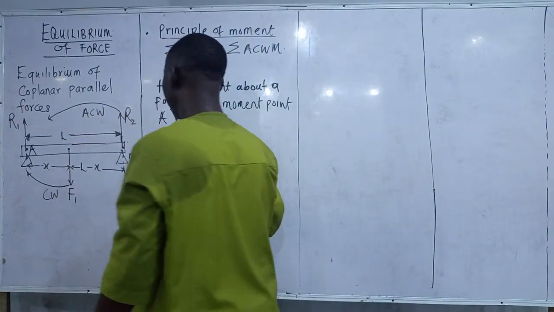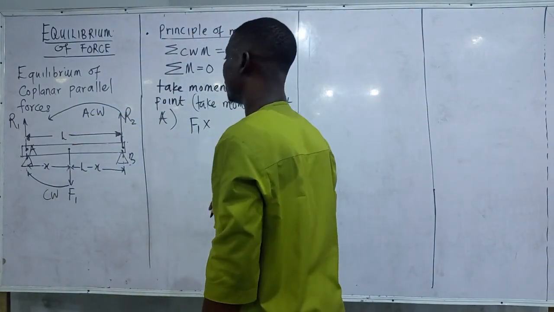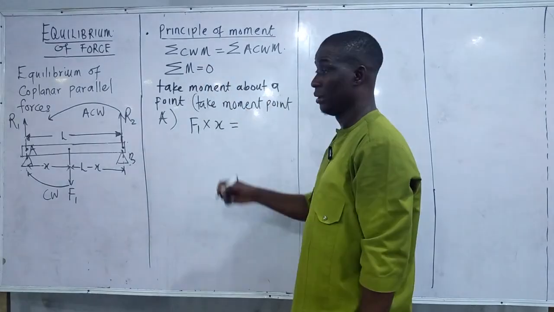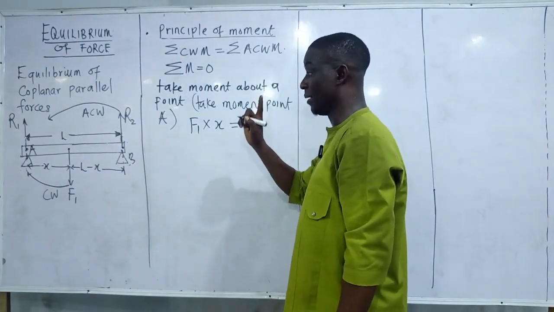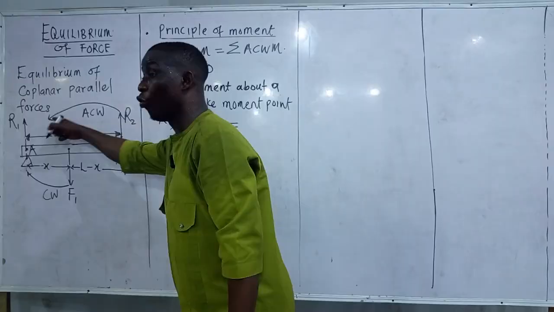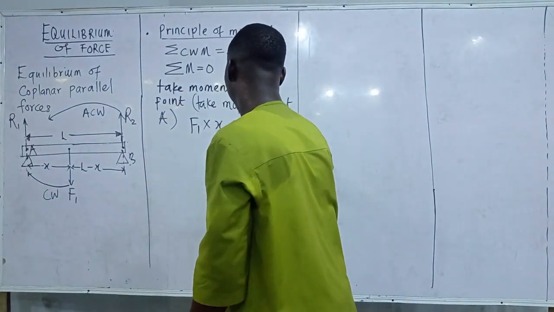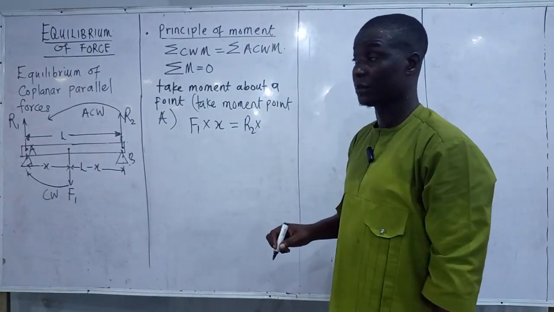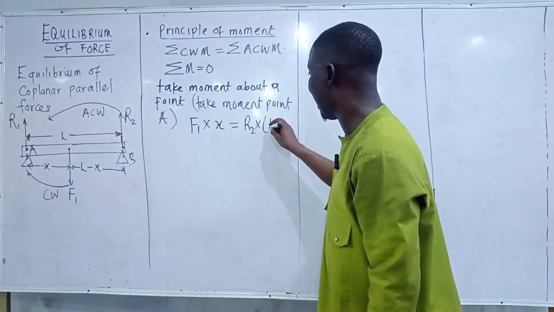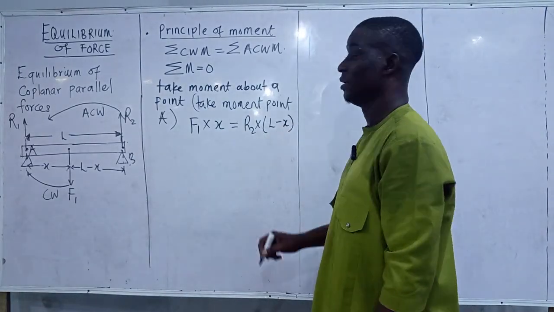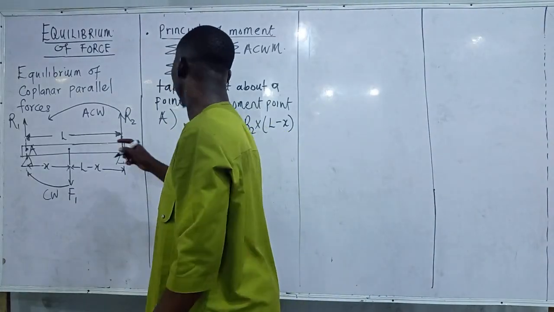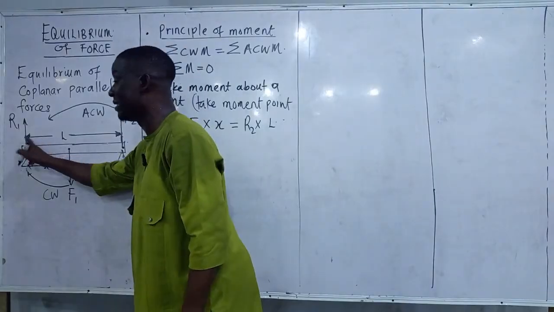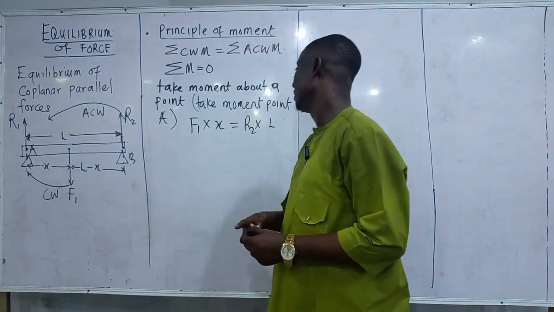F1 times X is equal to the clockwise moment, because there is only one clockwise moment that we have there. And the clockwise moment is R2 times L, because the distance from here to this place is L. Sorry for that, it's L.